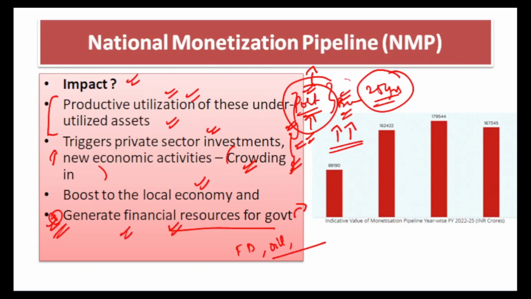When you have additional revenue from a new source of untapped potential, you can invest the same amount into capital investment, or you can invest that amount into social sector schemes. So this would again benefit everyone in the economy.